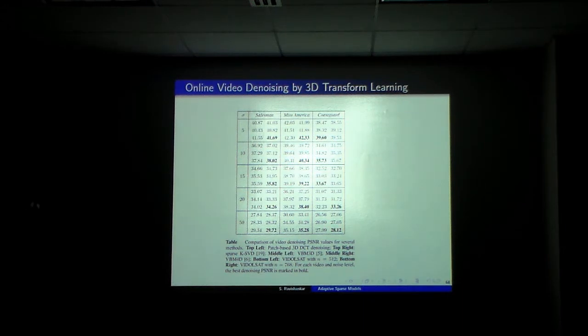We use different patch sizes: this is for a smaller patch size and a larger patch size. You can see that for a lot of different videos, you get significantly better performance. For example, see here, 31.72 for the VBM3D approach, and about 33 for transform learning. So you get significantly better denoising by learning these transforms in an online way, and you can do it very efficiently, without much memory requirement, because you don't need to store all the patches. You just need to store a few patches for a few frames at each time.